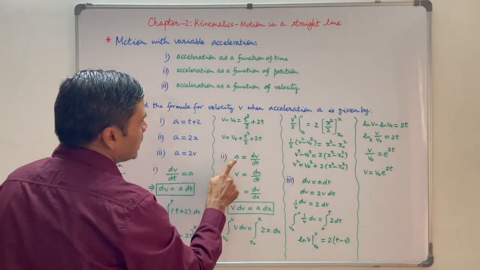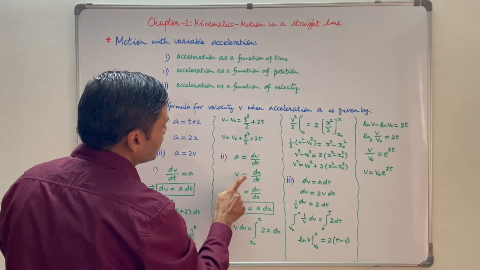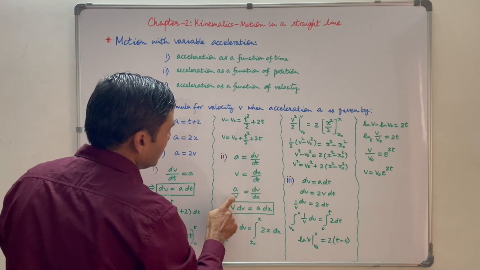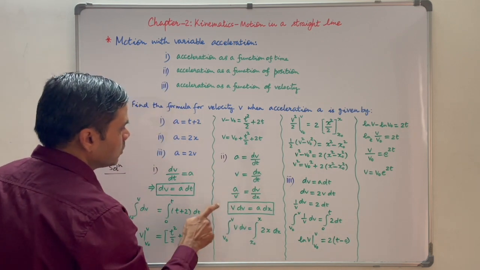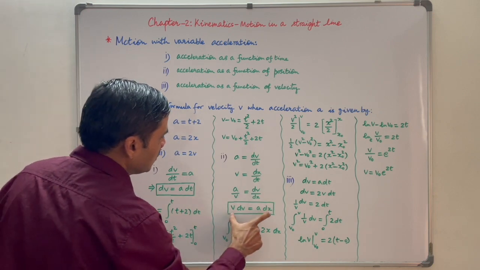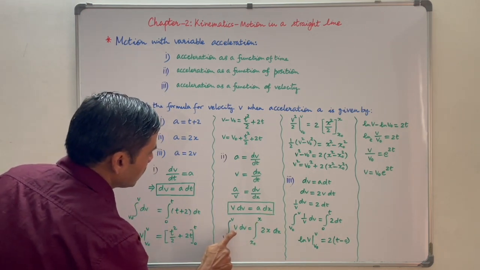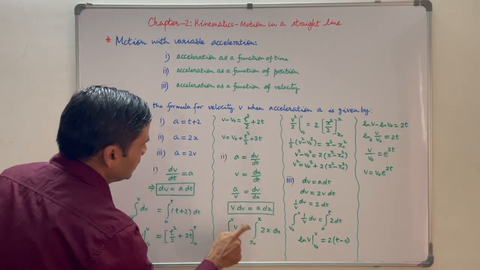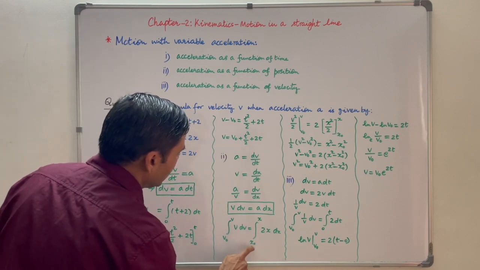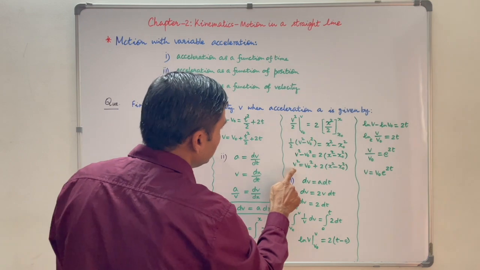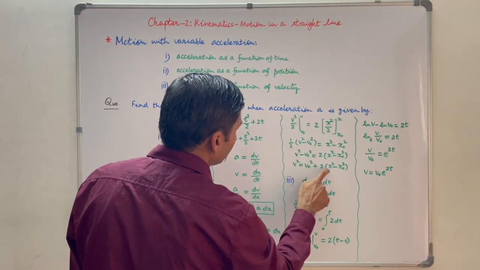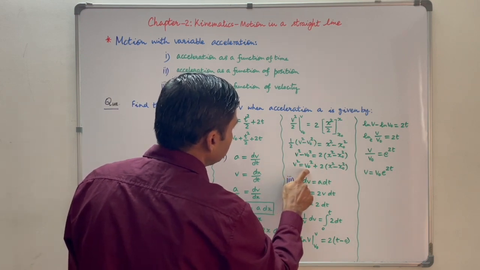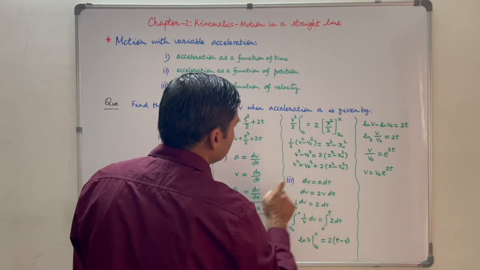Second part, we know that a is equal to dv by dt and v is equal to dx by dt. So a upon v is equal to dv upon dx. Cross multiply: v dv is equal to a dx. You need to remember this formula as well. Now integrate both the sides within limits. Integration of v dv within limits v0 to v is equal to integration of a, which is given as 2x, so integration of 2x dx within limits x0 to x. That will give v square is equal to v0 square plus 2 times of (x square minus x0 square), or v is equal to plus minus under root v0 square plus 2 times of (x square minus x0 square).